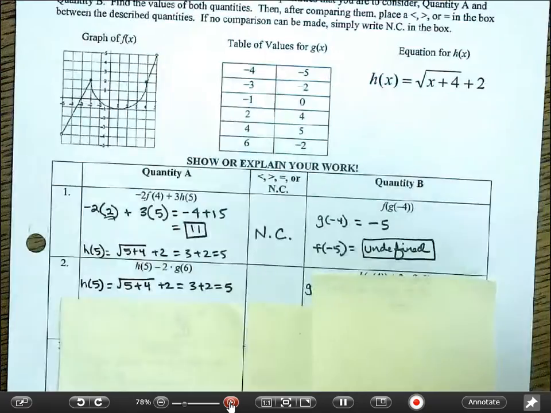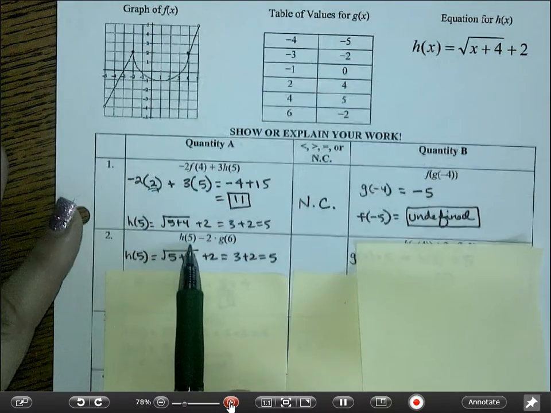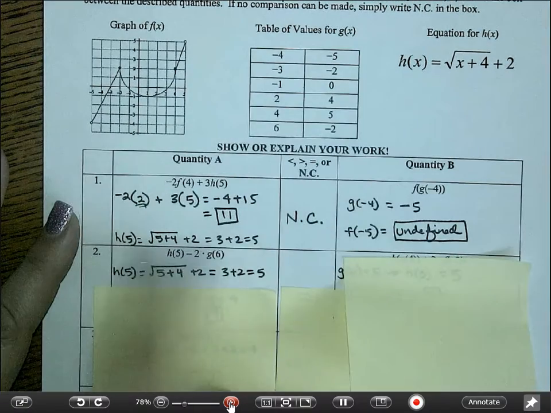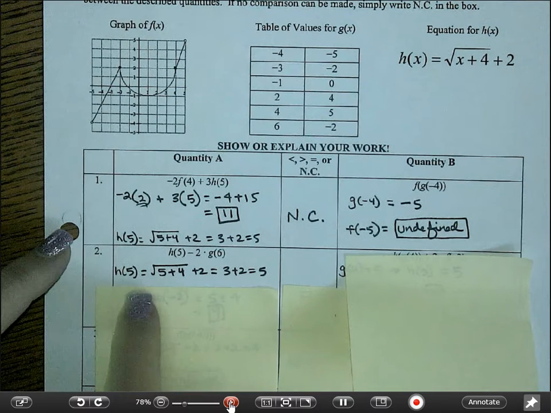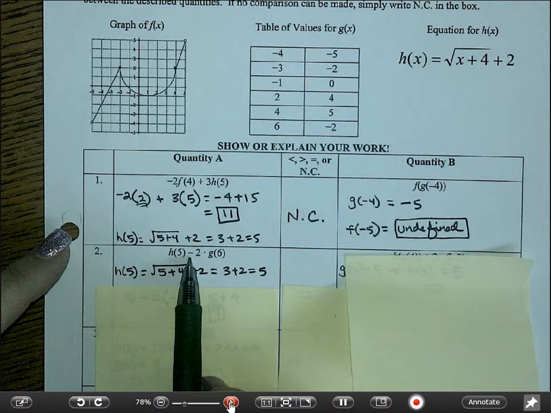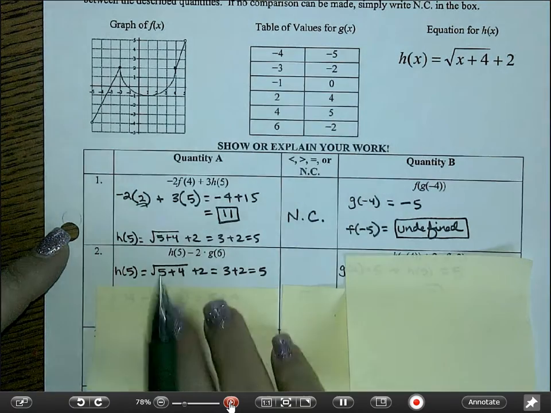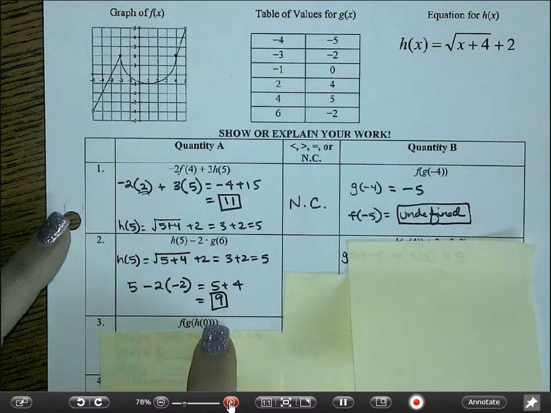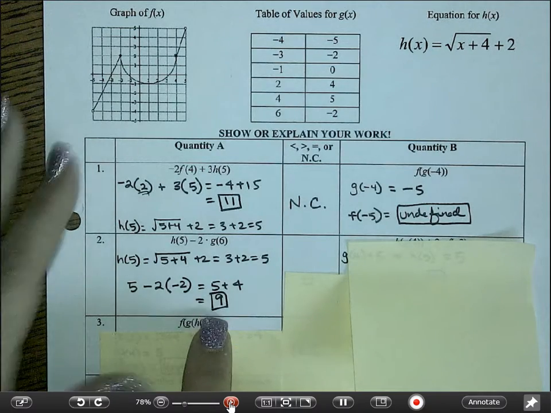So on number 2, we want to be able to find h of 5. So again, we're going to plug in, we already found h of 5. We found h of 5 to be 5, right? So we've already done that calculation. And so now we're supposed to subtract 2 times g of 6. G of 6 is negative 2. And so I've got 9 as my total right there. So minus 2 times negative 2, and that's going to give me this.